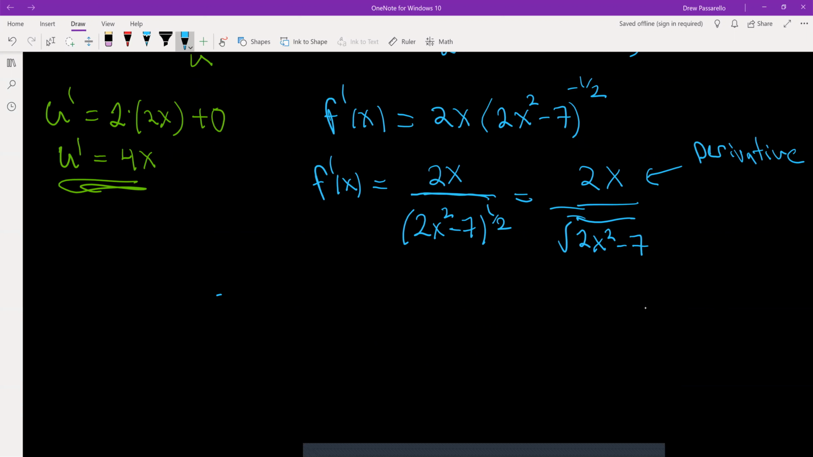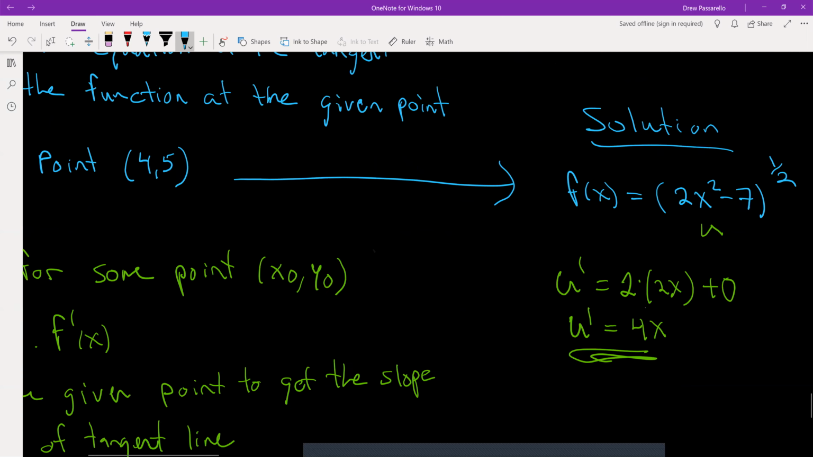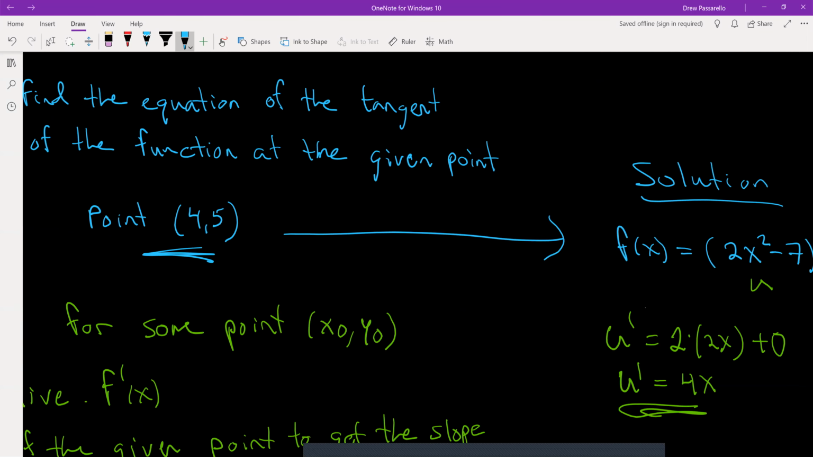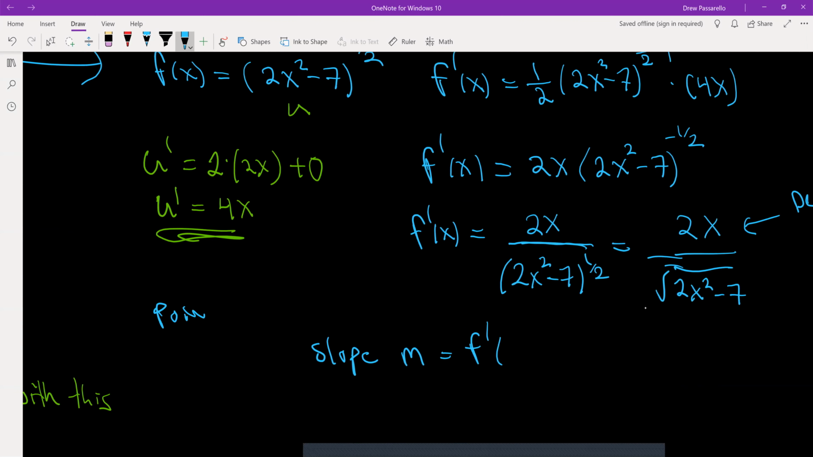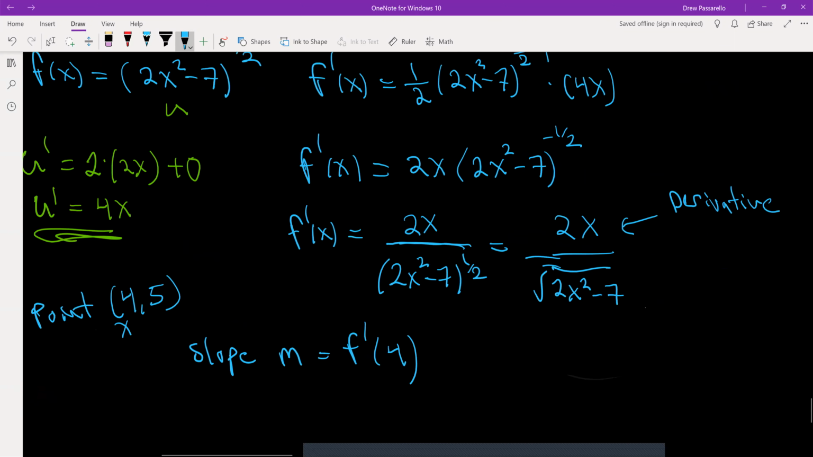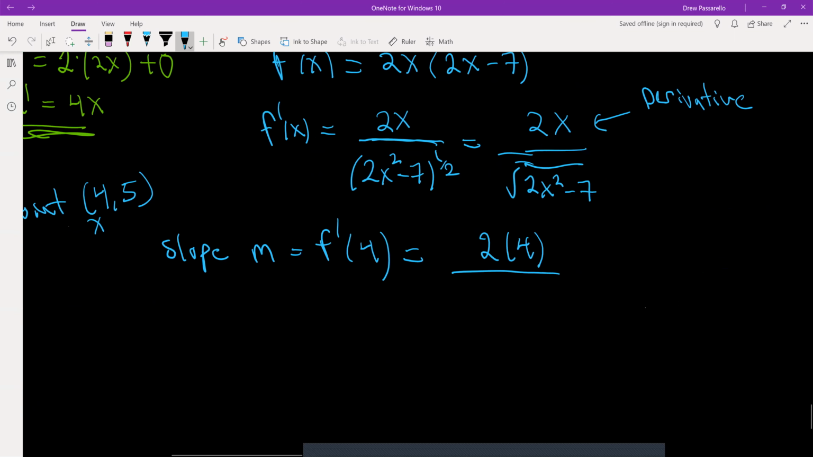So the slope, m, is equal to f prime, and then whatever the x coordinate is of our point that's given in the question. And the point we're given is (4, 5). So we're going to plug 4 in. All right, so we plug the x coordinate in. That's going to be equal to 2 times 4 over the square root of 2, and then times 4 squared minus 7.